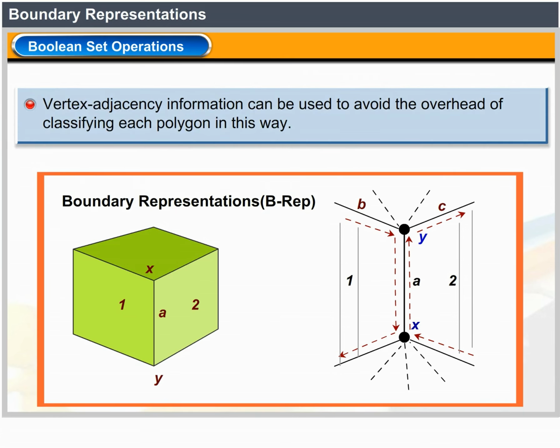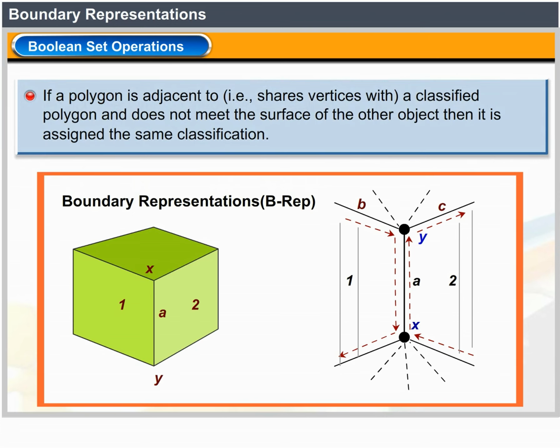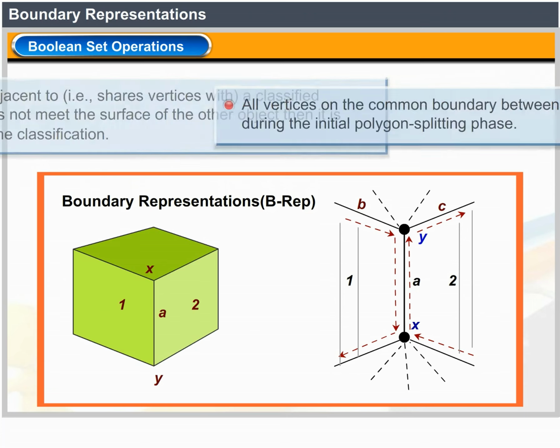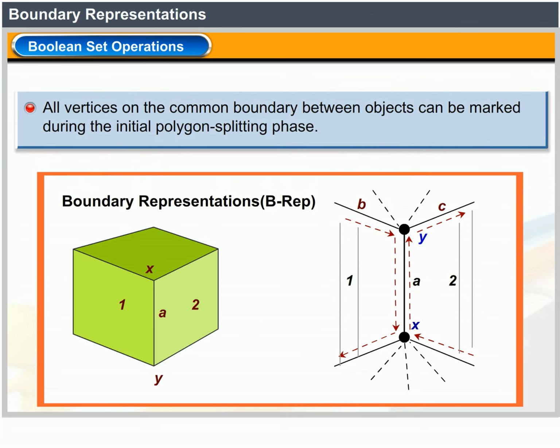Vertex adjacency information can be used to avoid the overhead of classifying each polygon in this way. If a polygon is adjacent to, that is, shares vertices with, a classified polygon and does not meet the surface of the other object, then it is assigned the same classification. All vertices on the common boundary between objects can be marked during the initial polygon splitting phase.